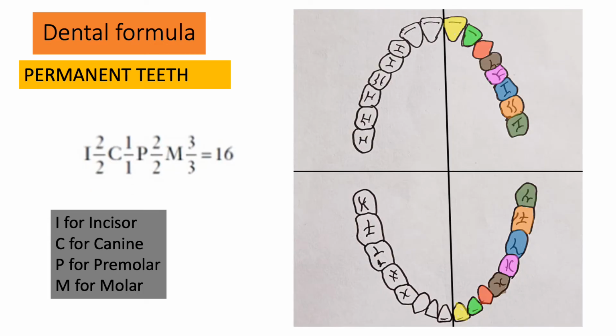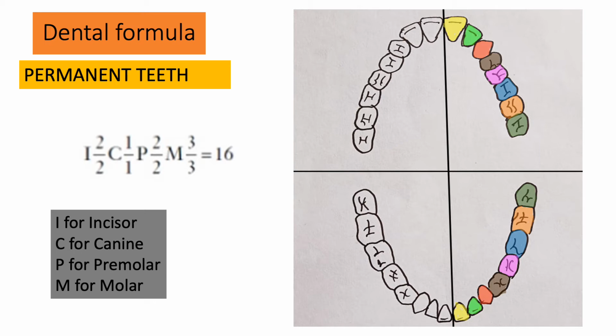Now, coming to the dental formula of the permanent teeth. In one half of the oral cavity, there are 16 teeth, that is 8 in the upper arch and 8 in the lower arch. Now, how will we write the dental formula of these teeth? We have to remember another thing, that a premolar is also included in this, which is different from the deciduous teeth. So, in permanent teeth, the dental formula will be I 2 by 2, that is, there are 2 incisors in the upper arch and 2 incisors in the lower arch.